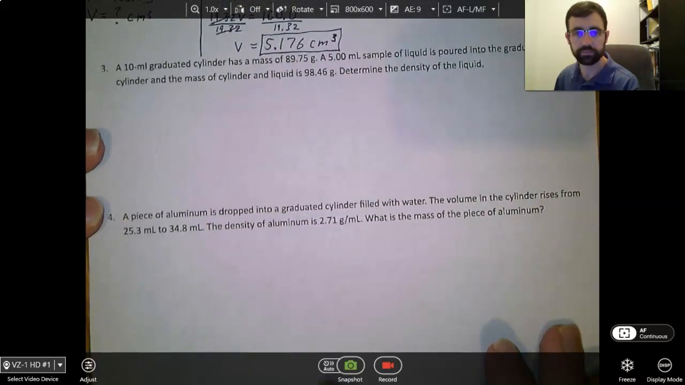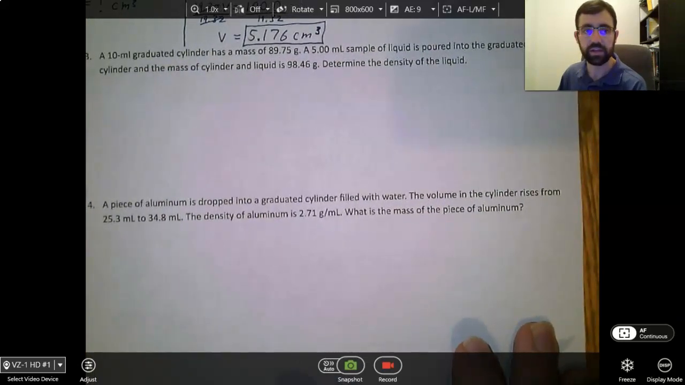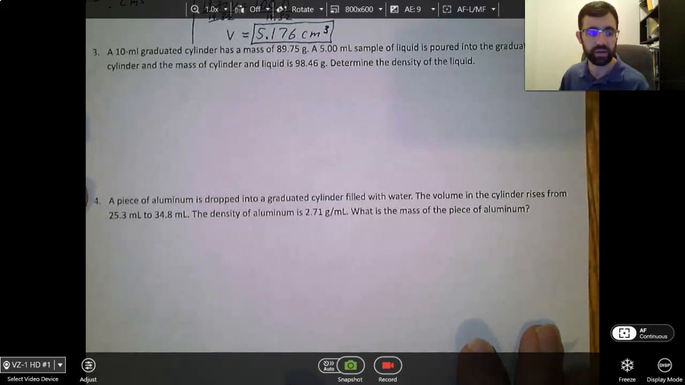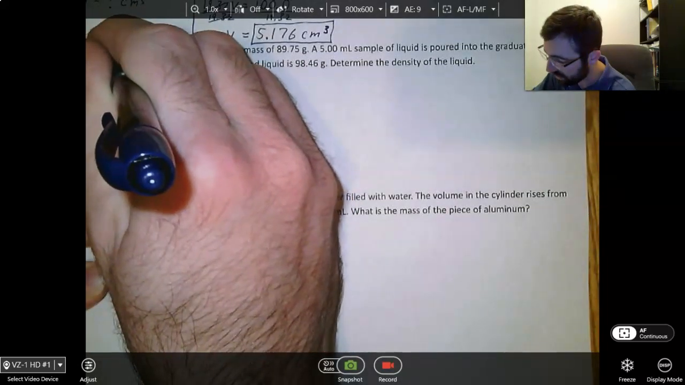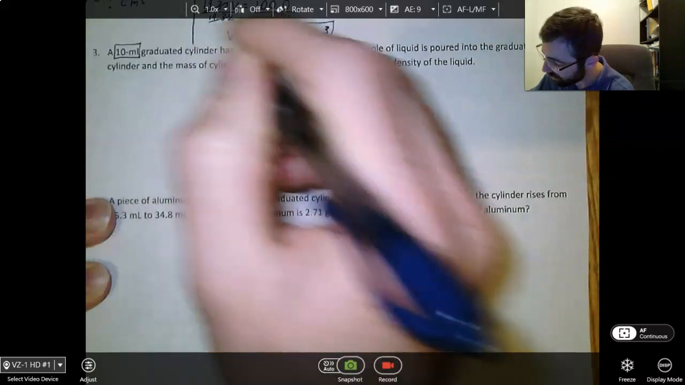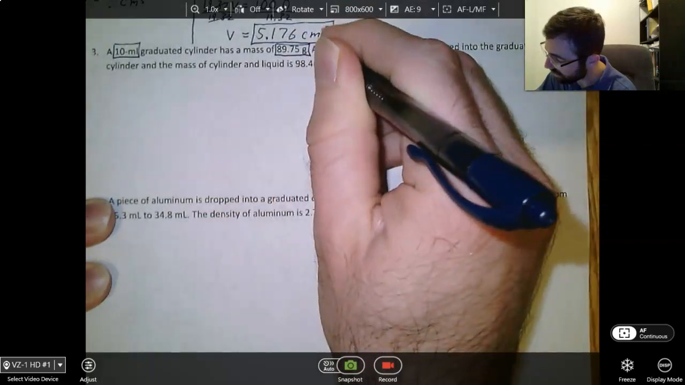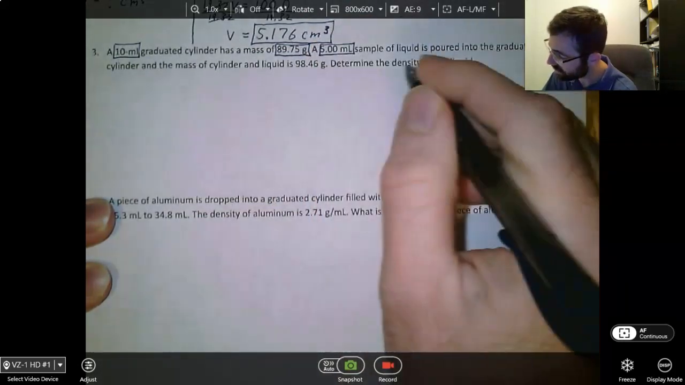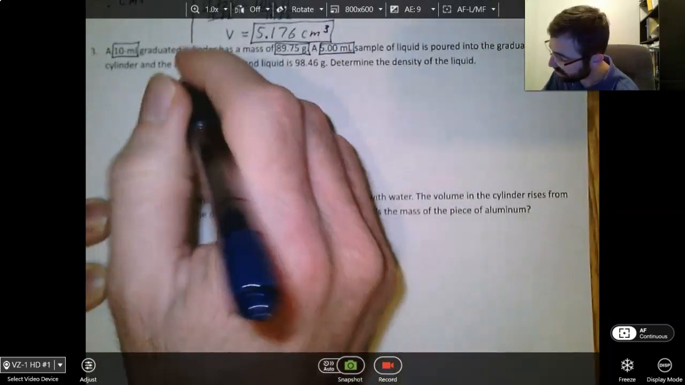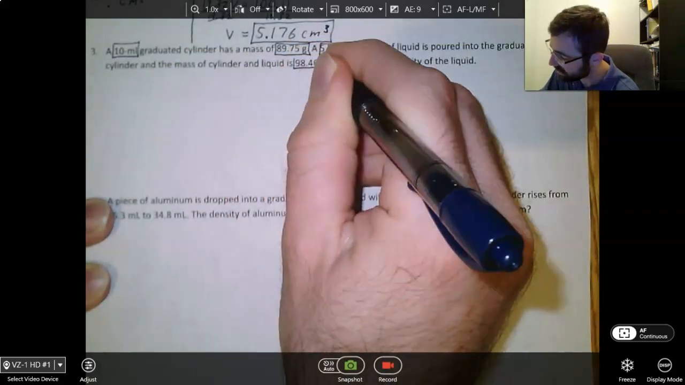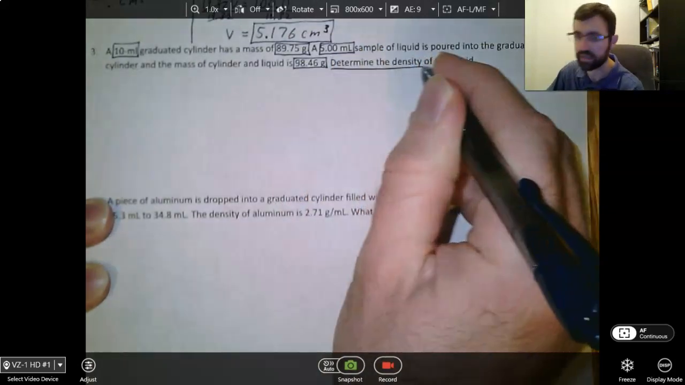Number 3. A 10 milliliter graduated cylinder has a mass of 89.75 grams. So if I were to draw boxes around my data, I maybe would look at this and say, oh, that sounds like data. It has a mass of this, a 5 milliliter sample, and then it says the mass of the cylinder and the liquid has a mass of this. Determine the density of the liquid. That's what I'm asked for. What's the density of the liquid?